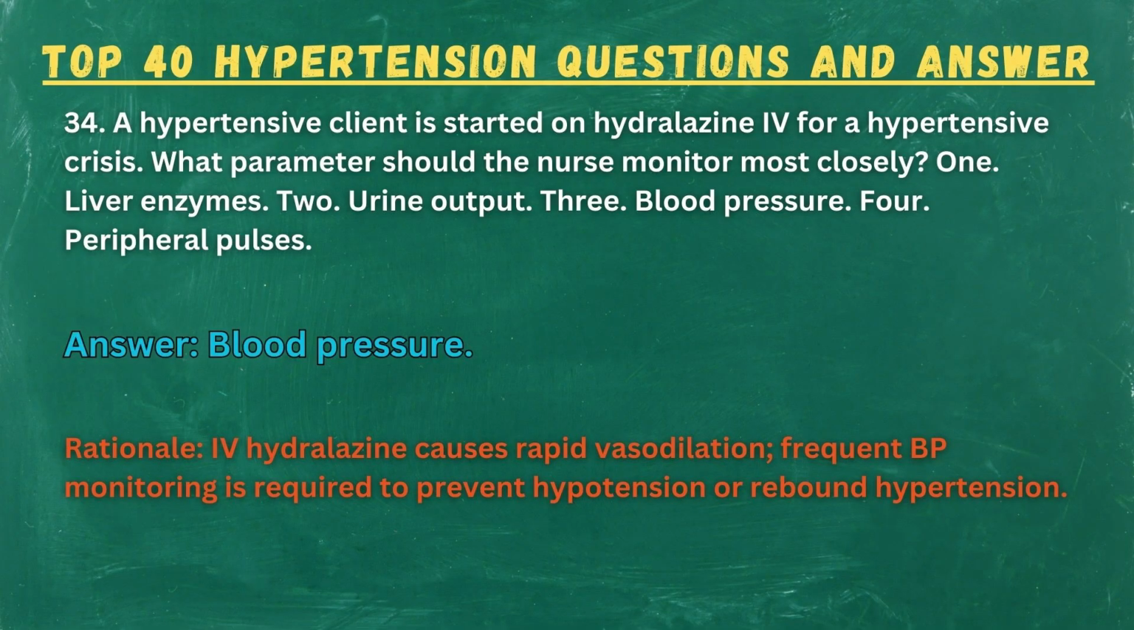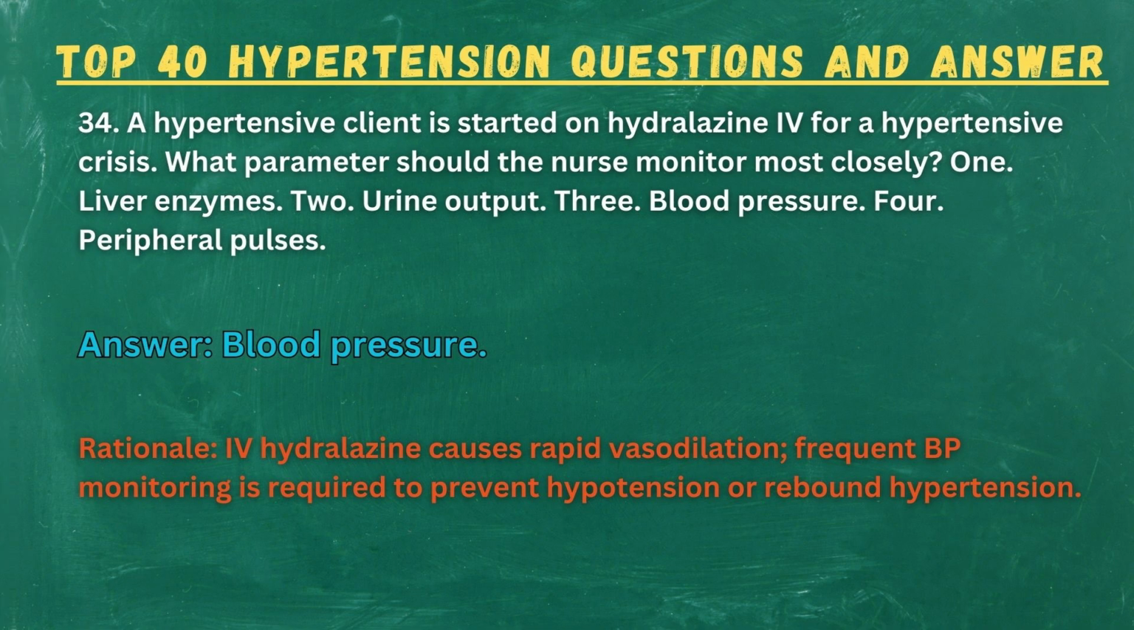34. A hypertensive client is started on IV hydralazine for a hypertensive crisis. What parameter should the nurse monitor most closely? 1. Liver enzymes. 2. Urine output. 3. Blood pressure. 4. Peripheral pulses. Answer: Blood pressure. Rationale: IV hydralazine causes rapid vasodilation. Frequent BP monitoring is required to prevent hypotension or rebound hypertension.